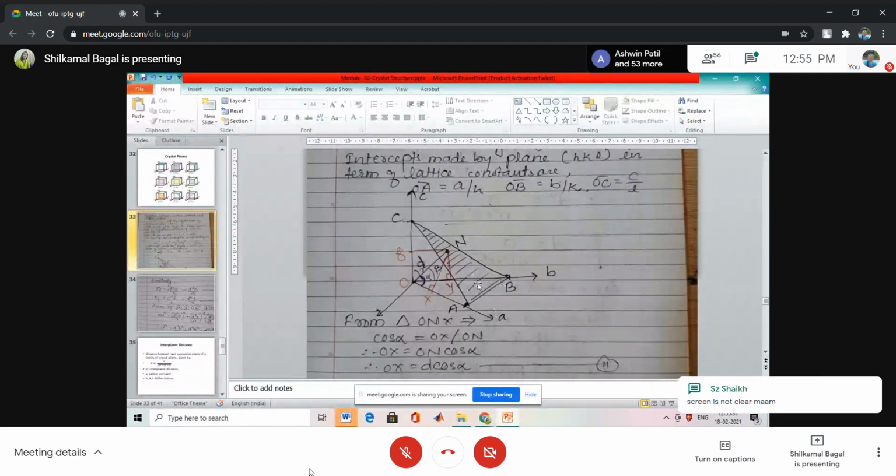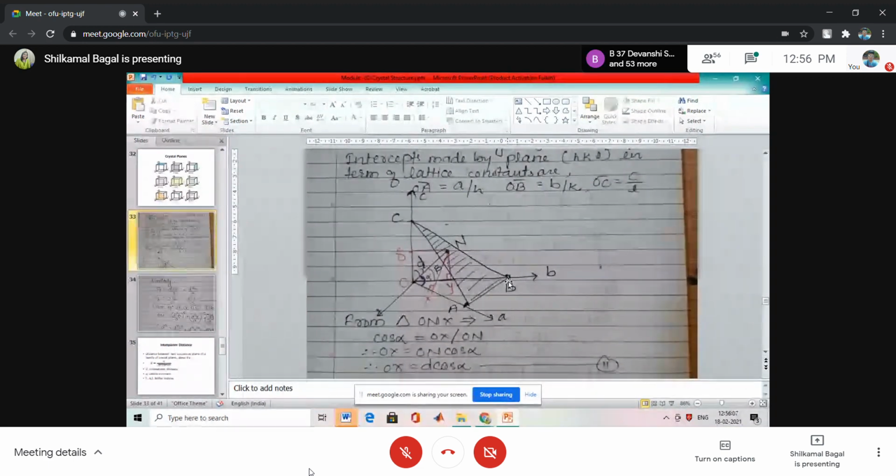ABC. This plane cuts axis A at point capital A, it cuts axis B at point capital B, and axis C at point capital C. So ABC is this plane, and O is the origin. OA is the intercept made by this plane on the A axis, OB is the intercept made by the plane on the B axis, and OC is the intercept made by the plane on the C axis, which is along Z.